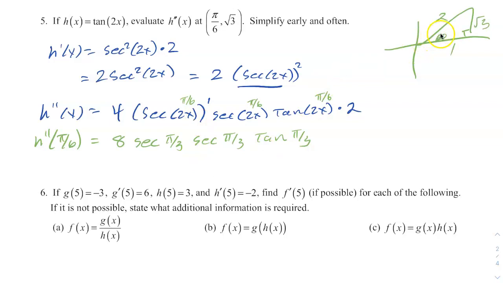Secant is the reciprocal of cosine. So cosine would be 1 over 2, so secant would just be 2. And tangent's TOA, so opposite over adjacent, so rad 3. So I get 8 times 2 times 2. 8 times 4 is 32. 32 times rad 3, so 32 rad 3. That's my answer.